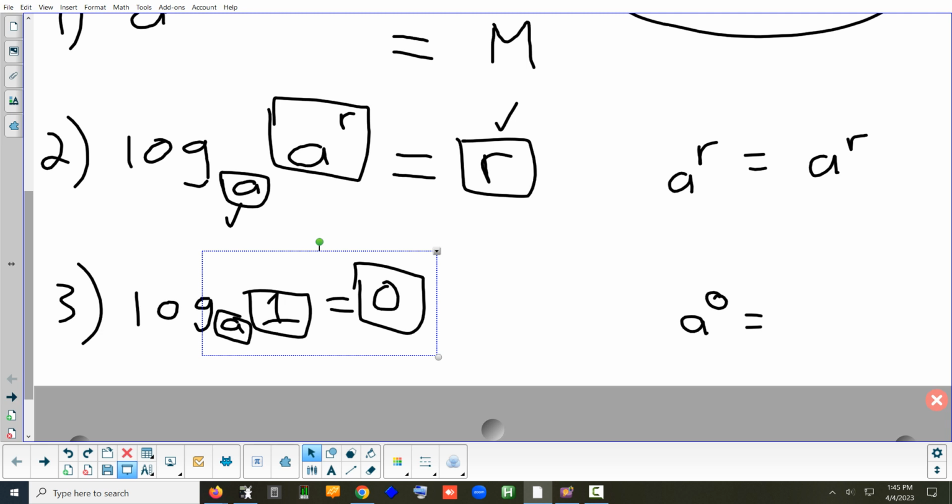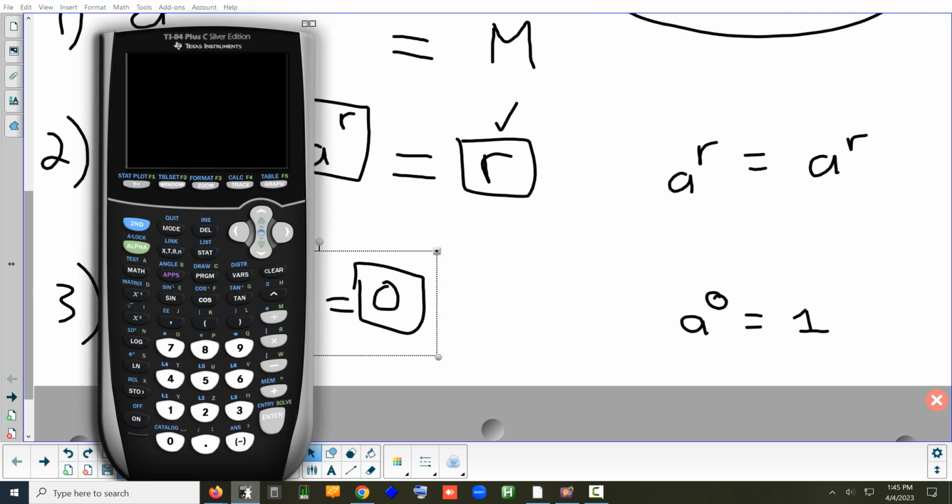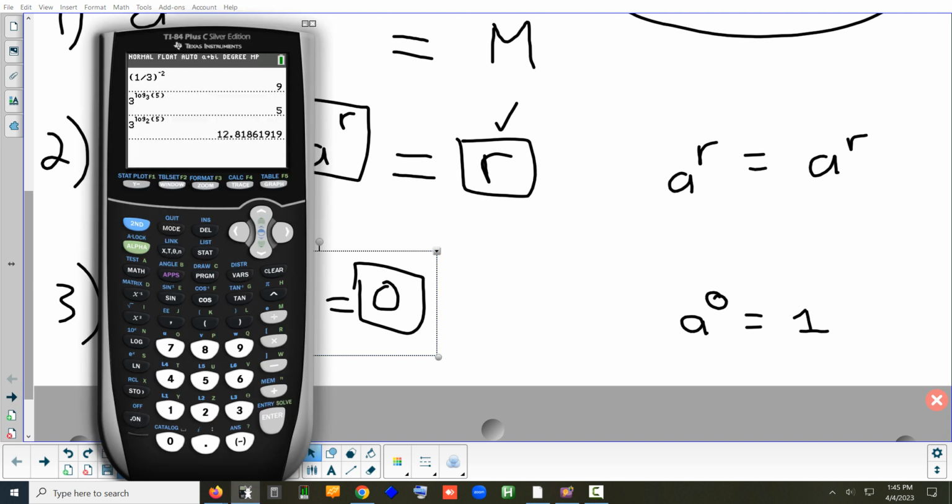The argument, which in this case is what number? 1. So what rule 3 is saying is if you take something and raise it to the 0 power, you will always get the number 1. And yeah, that's a basic idea from algebra 1.